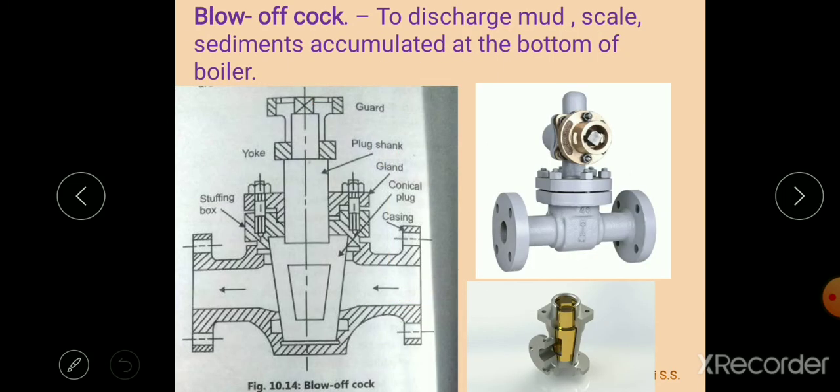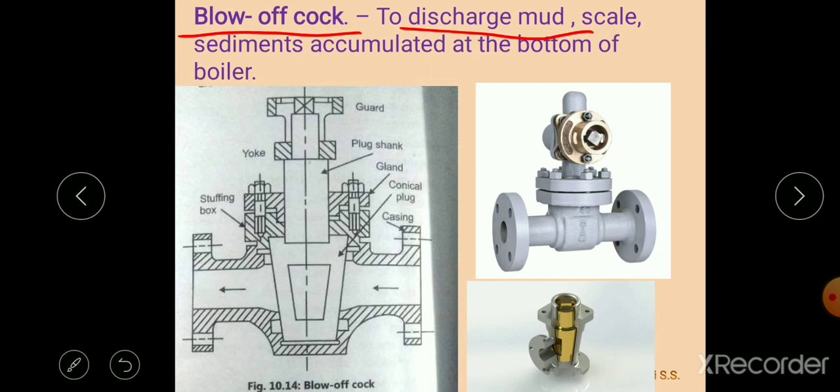Next one is the blow off cock. So the blow off cock is used to discharge the mud, scale, and sediments that may be present in the water. So that will be accumulated at the bottom of the boiler. These are the suspended particles that will be collected at the bottom. If they rise to a higher level, that is not desirable. So in that case, these are removed from the water by using the blow off cock.